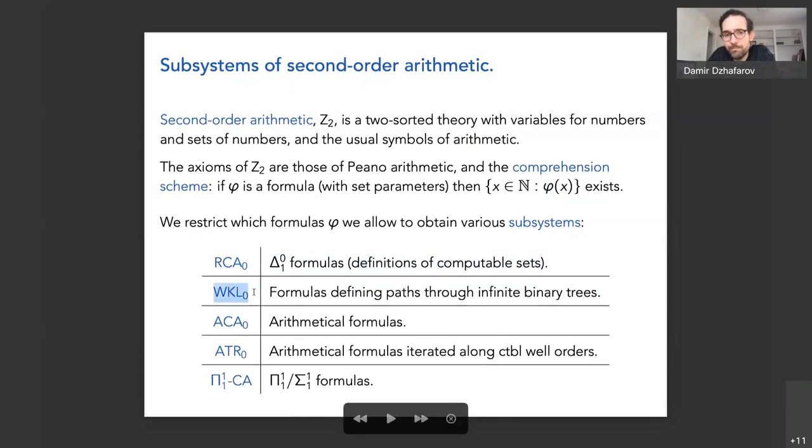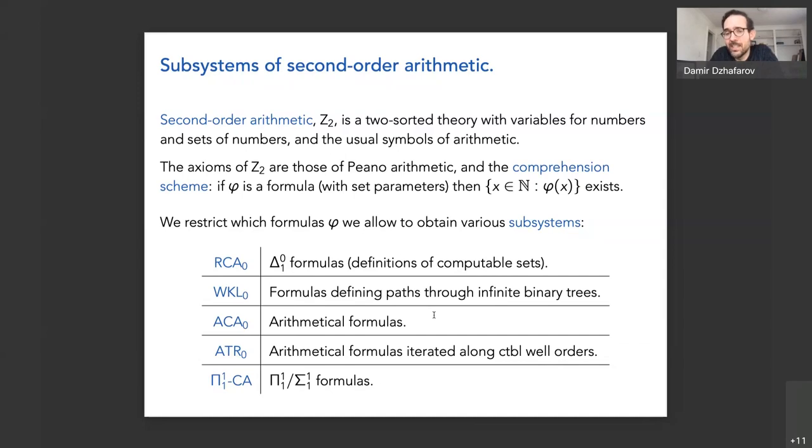There's another famous subsystem called WKL naught. This stands for weak Koenig's lemma. It's not quite of this form, but it essentially restricts these formulas to things you can get by looking at paths through infinite binary trees. If you think of a tree that is binary, where each node is labeled 0 or 1, and it's infinite, with infinite height, then by Koenig's lemma you can take a path. And what kinds of sets of numbers you can get from these paths is what WKL naught allows you to prove.